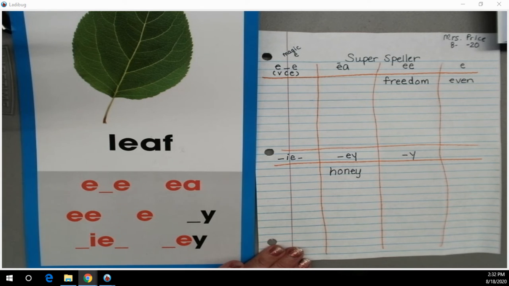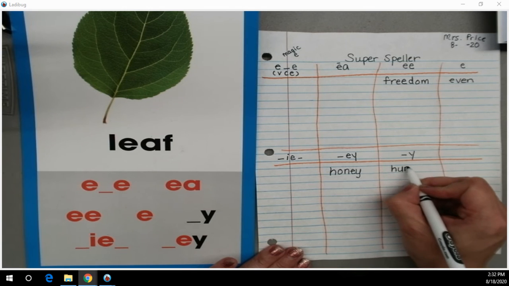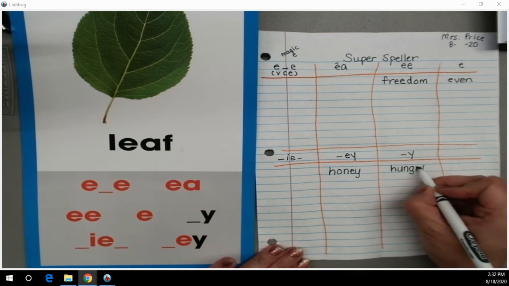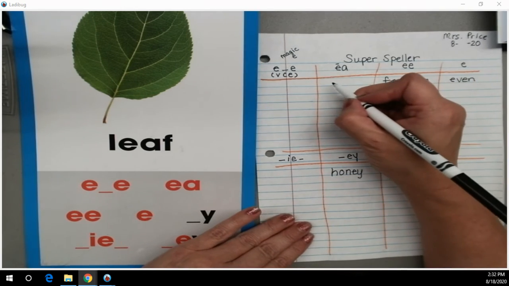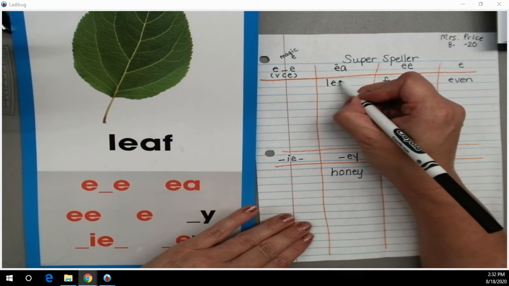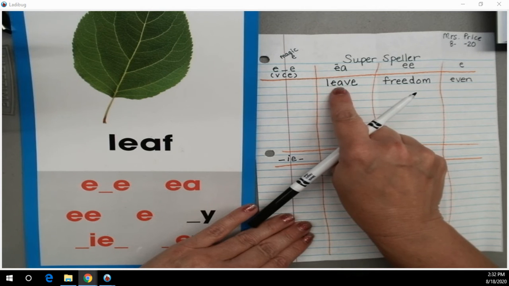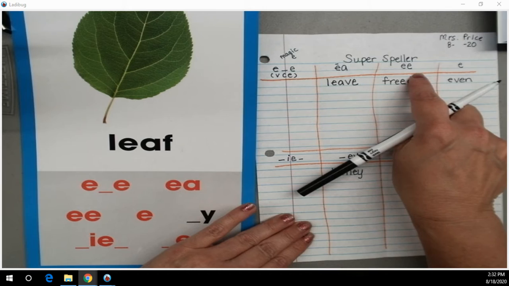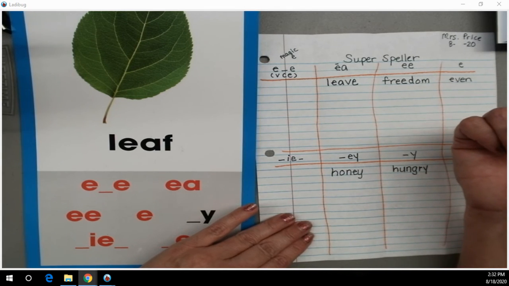The next word has the Y at the end of the word. Hungry. H-U-N-G-R-Y. Hungry. Next, we have leave. L-E-A-V-E, leave. And this is a very common spelling pattern for our long E. In fact, both of these are, the E-A and the E-E. And the best way to distinguish the difference between the two is to learn the vocabulary and learn the spelling.